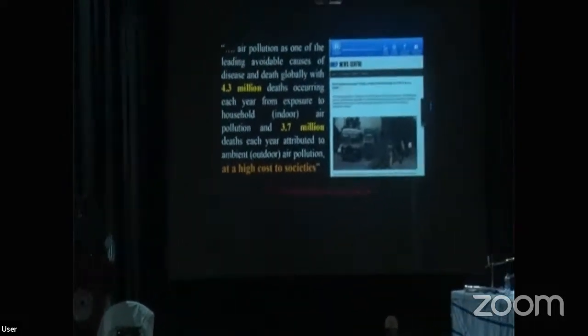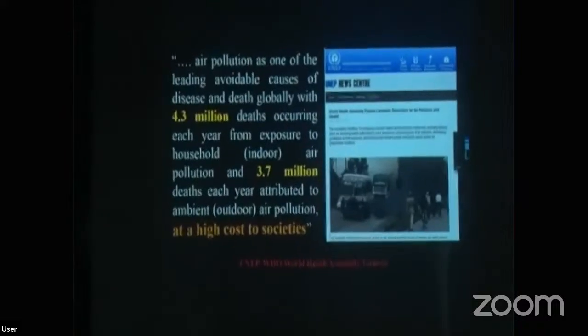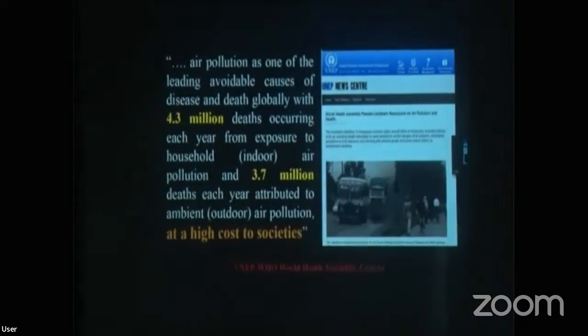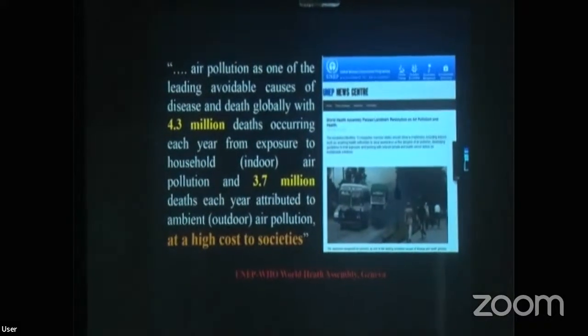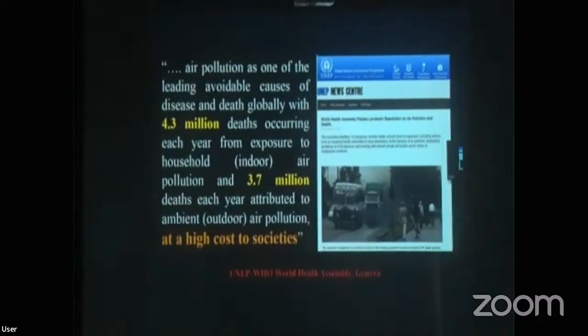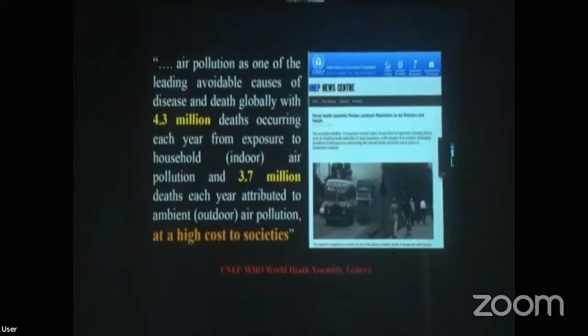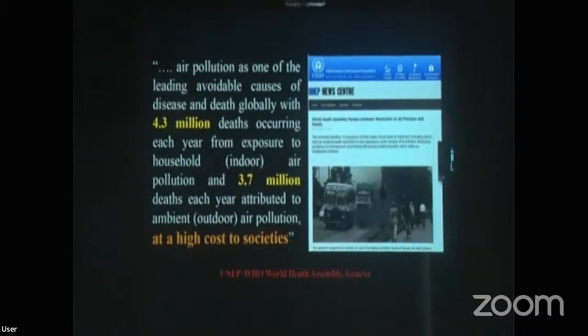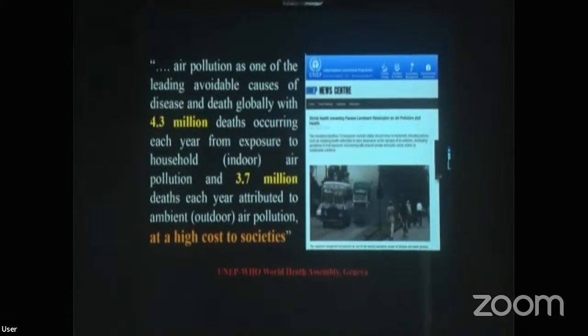He is here. So with this, I must say that air pollution is a curse for human civilization. Right now, globally, 4.3 million deaths occur each year from indoor exposure, and 3.7 million people are getting exposure from outdoor pollution. And it is known as the high cost to science. Air pollution is a high cost to science because in many ways, air pollution has been declared a disaster.